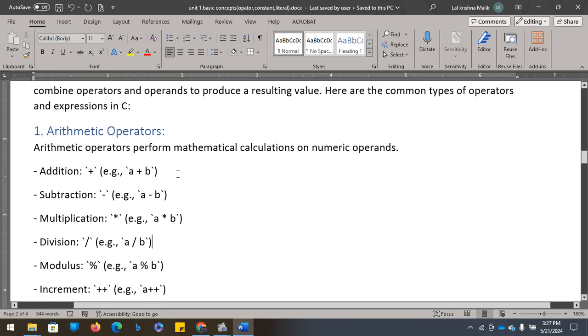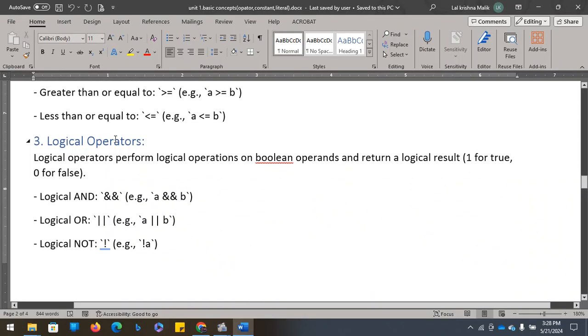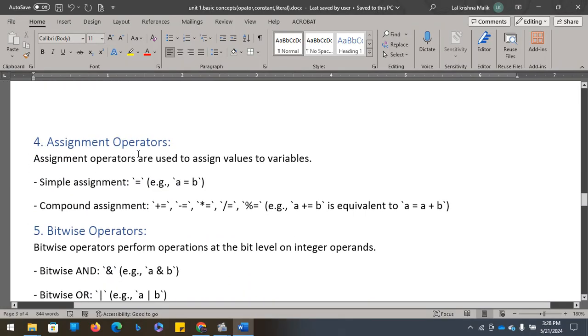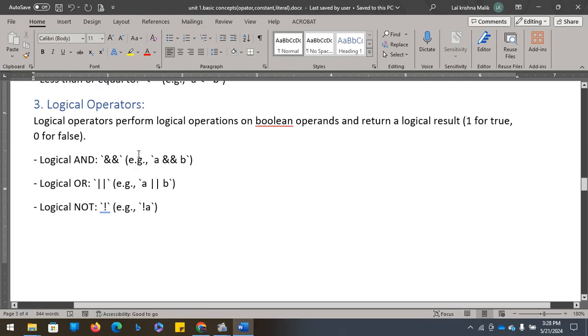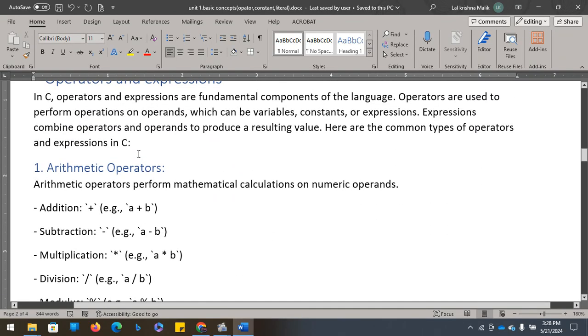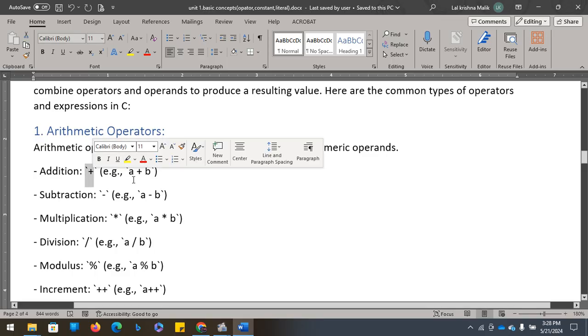And some operators I have listed here, like arithmetic operators, relational operators, logical operators, assignment operator, bitwise operator, sizeof operator, and many others. First, let's see what an arithmetic operator is. An arithmetic operator is that operator which is for arithmetical calculation. Arithmetical calculation means simple mathematical calculation, like addition. These are the following types of arithmetic operators.